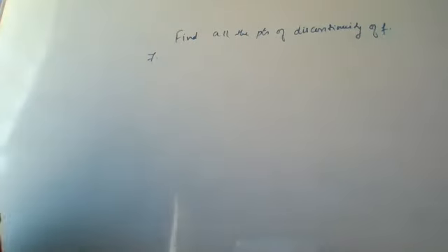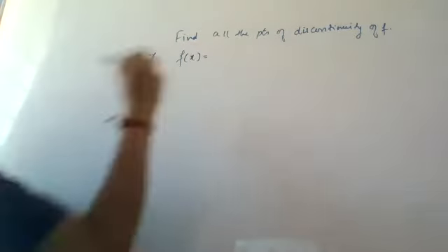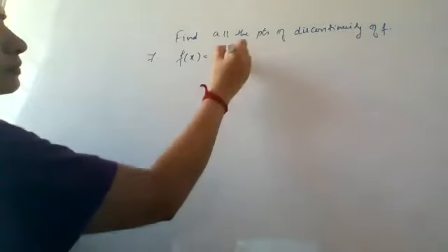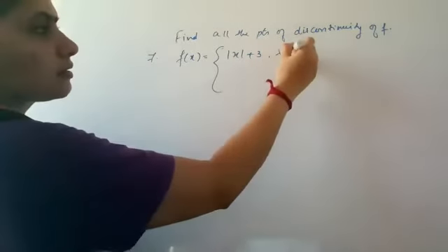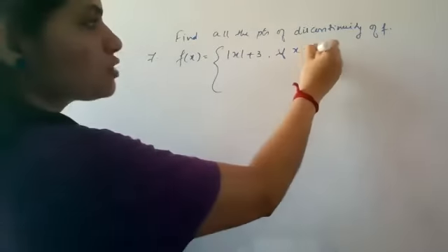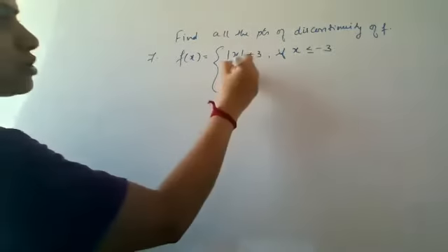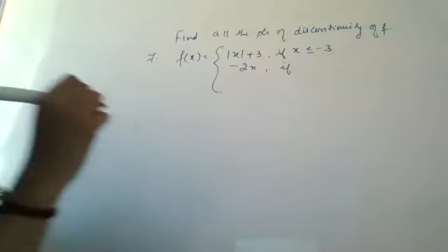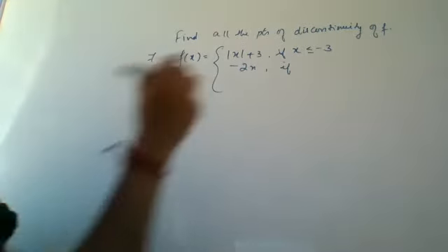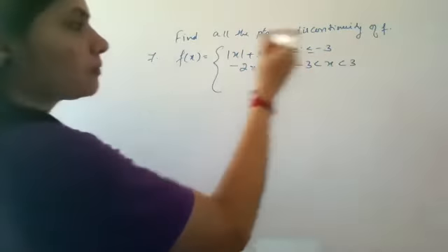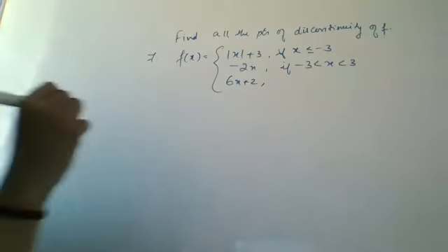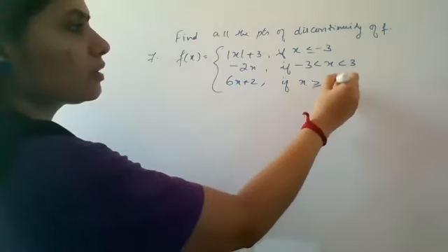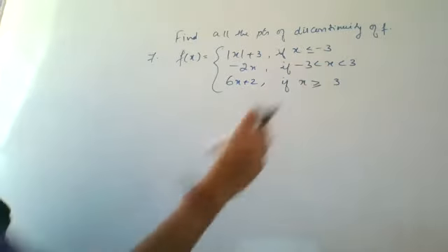Find all the points of discontinuity of f. If your f is given to be mod x plus 3, if x is less than or equal to minus 3; minus 2x, if x is lying between minus 3 and 3; and 6x plus 2, if x is greater than or equal to 3. These are the values of the function.